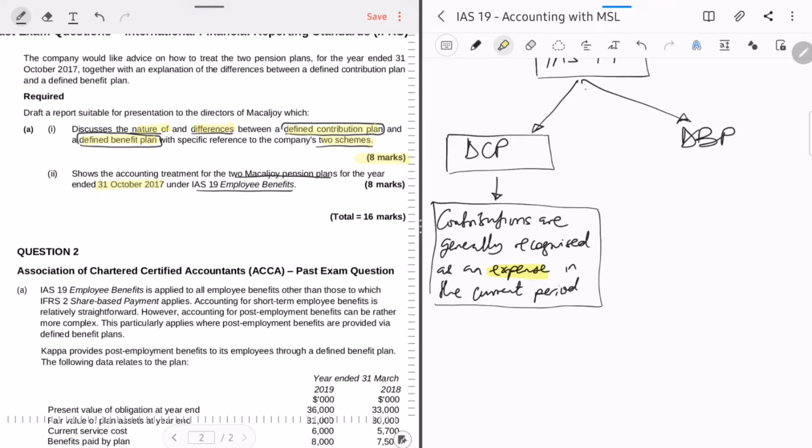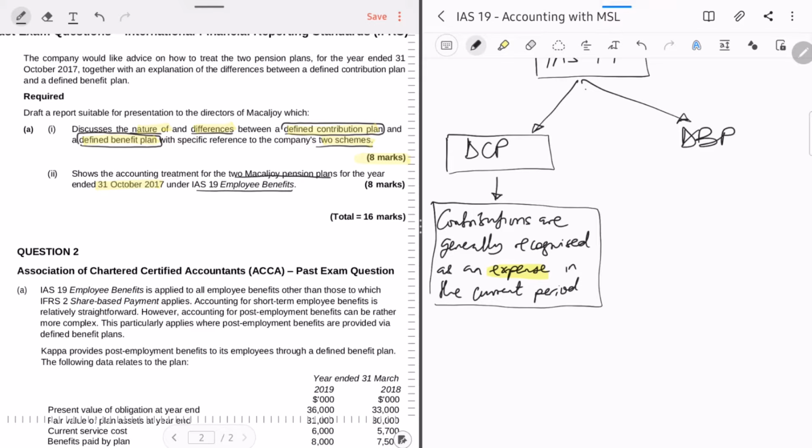Obviously, if there's a payable component, let's say the company has not yet made the payment, then there will be a liability on the balance sheet, obviously, most likely a current liability for that portion of the payment that has not yet been made. For those interested in the complex part, so anytime a contribution which is not expected to be settled wholly within 12 months is made after the end of the reporting period, then these have to be discounted to their present value. But it's not a big deal in this case.